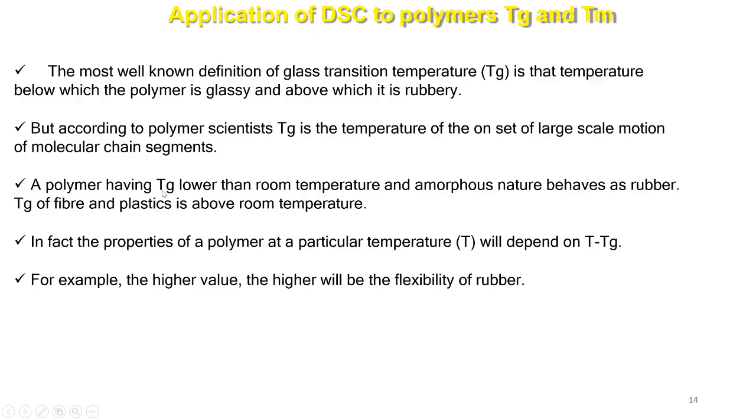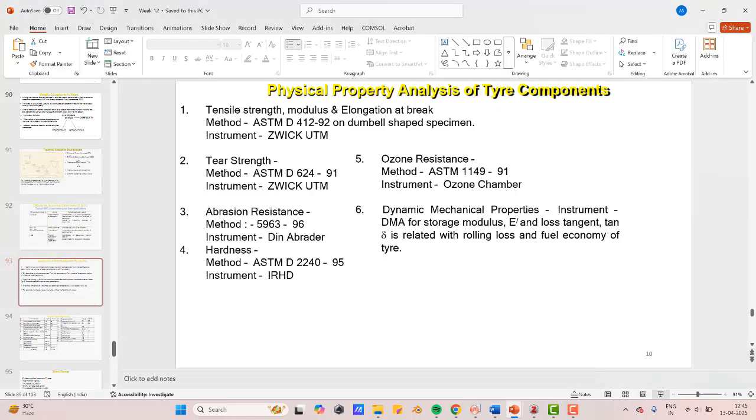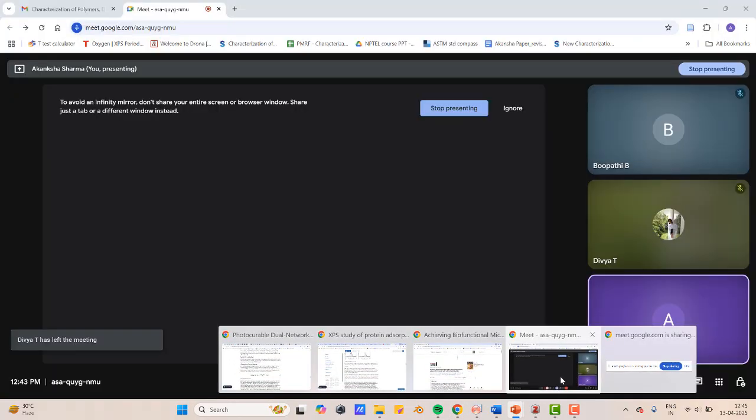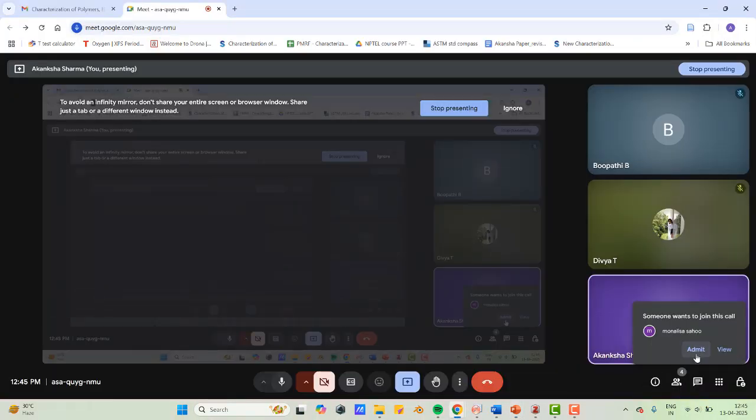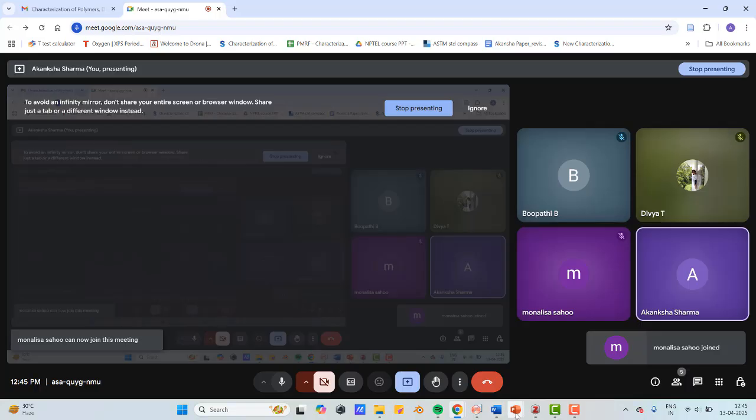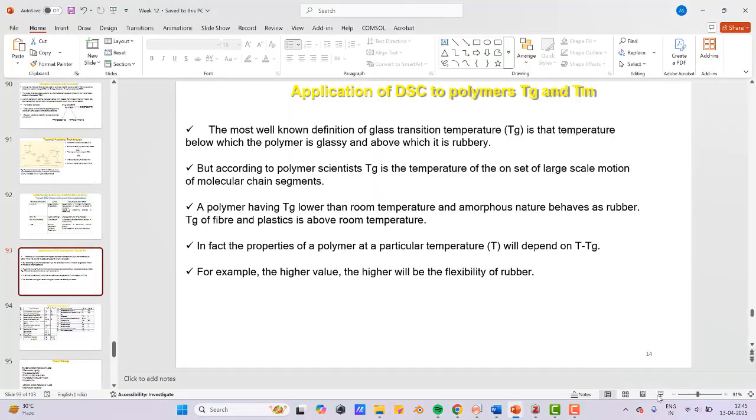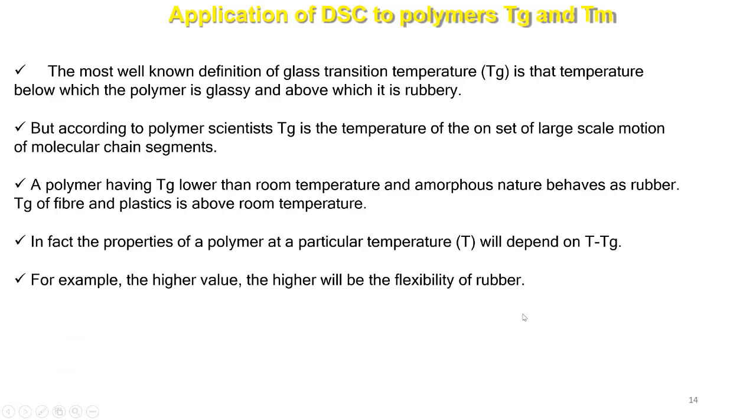And a polymer having a Tg lower than room temperature and amorphous nature behaves as rubber, and the Tg of fiber and plastics is above room temperature. So depending upon the property of the material, the Tg will be either higher or lower. The lower the Tg, the higher will be the flexibility of the rubber.